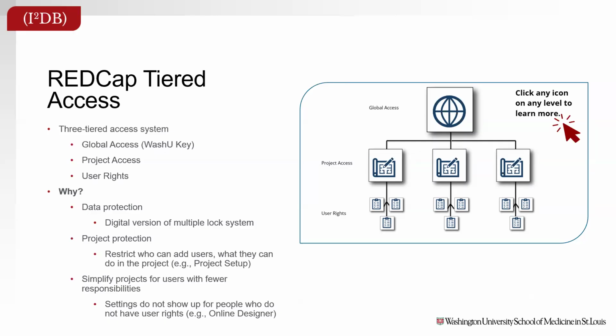And then even within projects, we define user rights for other users. This gives us a multi-layered data protection model, which you can think of as the digital version of the multi-lock system. Here at WashU, we have the two-key system for paper documents that have PHI. For example, you must have it in a locked cabinet within a locked office.